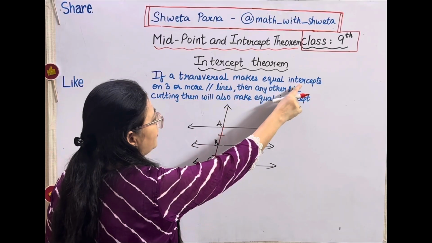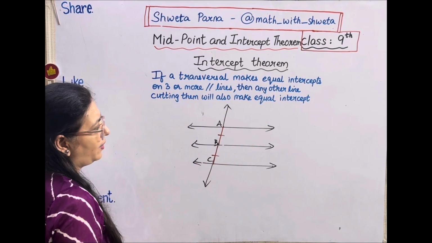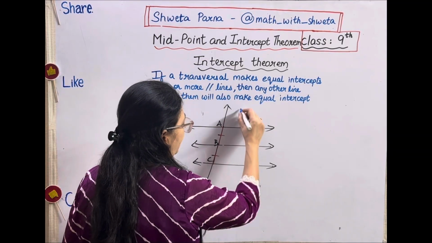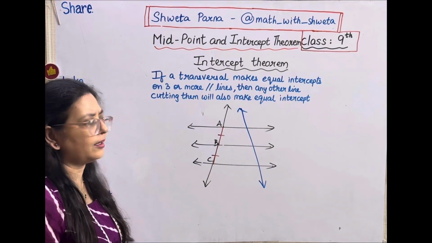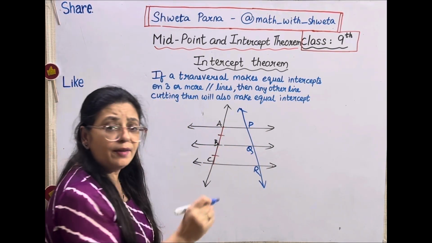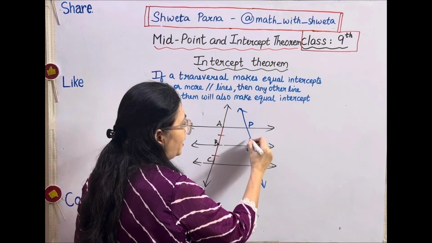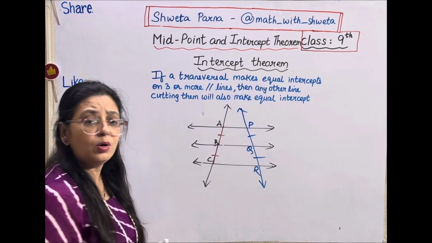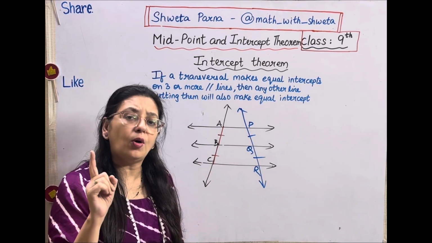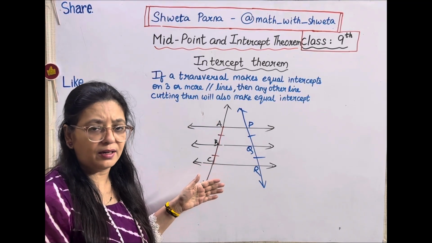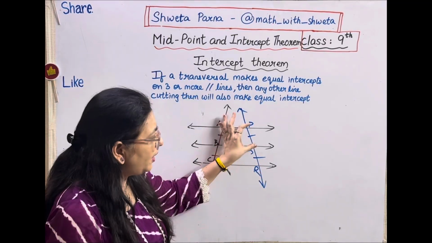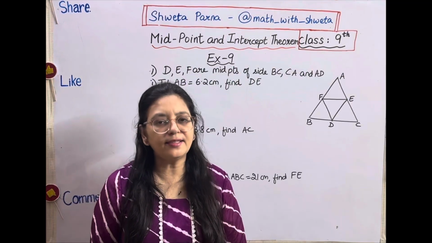If a transversal makes equal intercepts on three or more parallel lines, then any other line which cuts them, so if there is any other line, for example, I make this as any other line which cuts these three parallel lines and I name it as P, Q and R, they will also make equal intercepts. That means PQ will also be equal to QR. This is possible only if there are three or more parallel lines cut by a transversal which makes equal intercepts, then if any other line cuts them, even that will make equal intercepts. Let's start with the exercise, children.